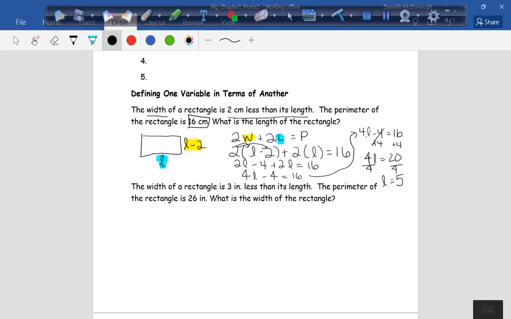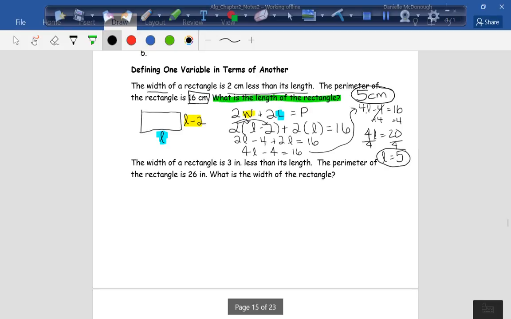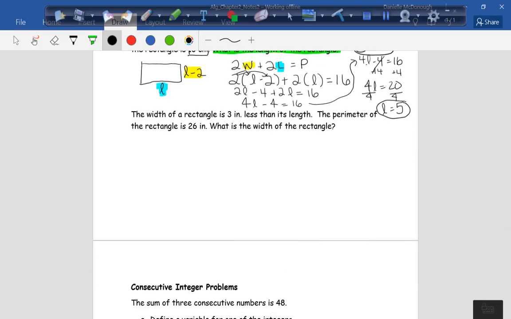And so let's just go back up and make sure that we answer the question that it's asking, because this is kind of a common mistake sometimes. The question is asking, what is the length of the rectangle? And the length of the rectangle is right here, except we're going to label it as 5 centimeters.